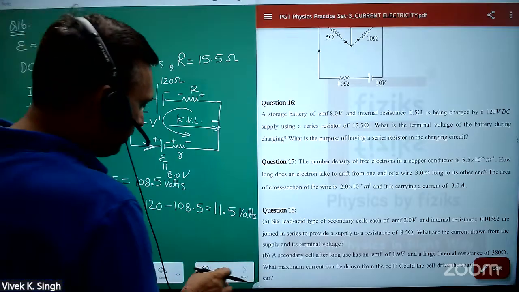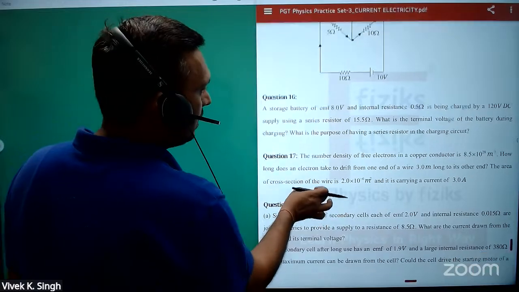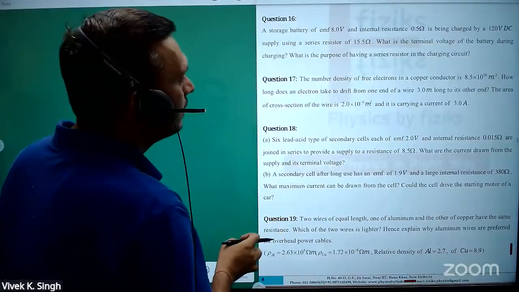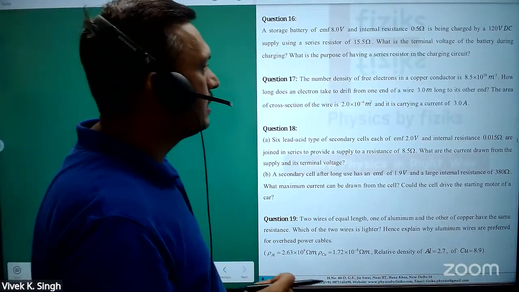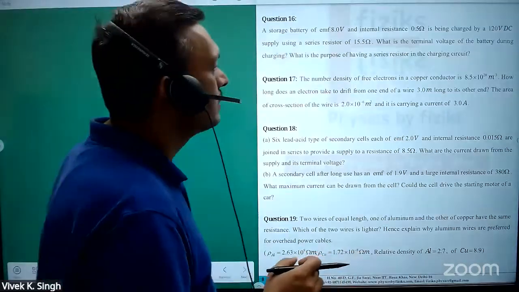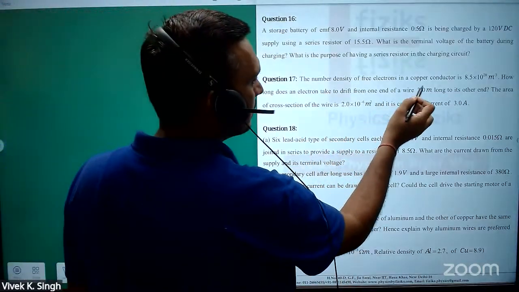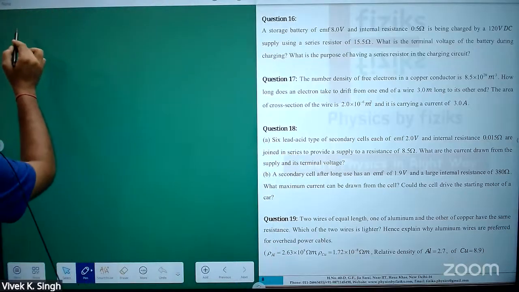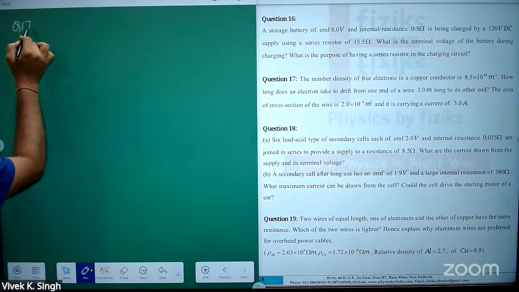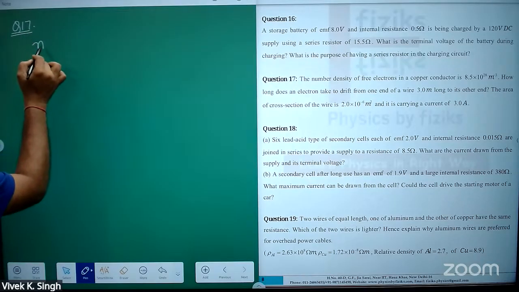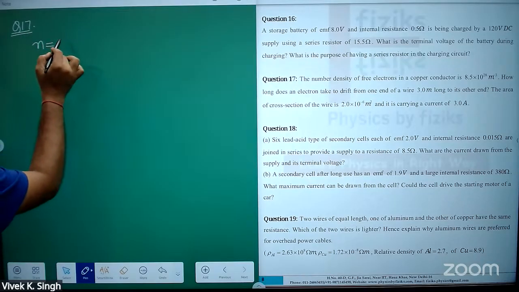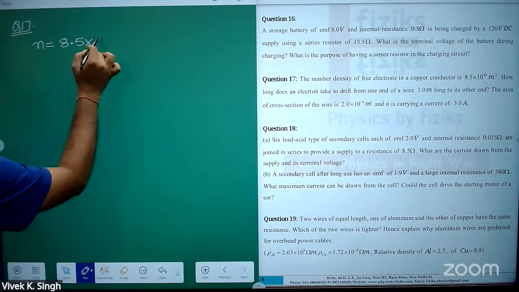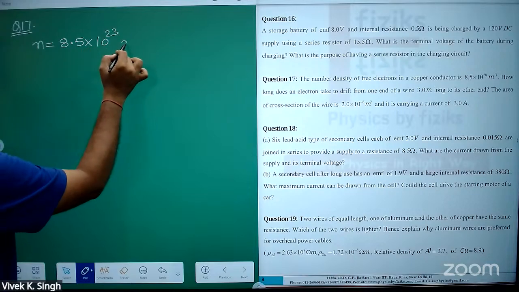Now we have question number 17. Just see question number 17. It is given that the number density of free electrons in copper is 8.5 into 10 to the power 28 per meter cube. So number density is 8.5 into 10 to the power 28 per meter cube.